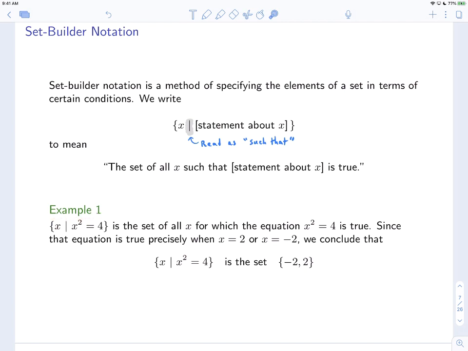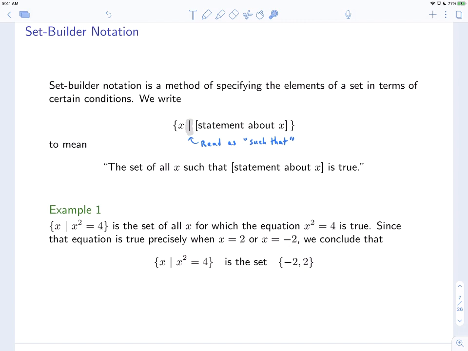So here's our first example. This is the set of x's such that x squared is equal to 4. That means this set contains all x's so that the condition x squared equals 4 is true. That equation is true precisely when x equals 2 or x equals negative 2. So the set of all x's such that x squared is equal to 4 is the set of all x's such that x is equal to 2 or x is equal to negative 2.